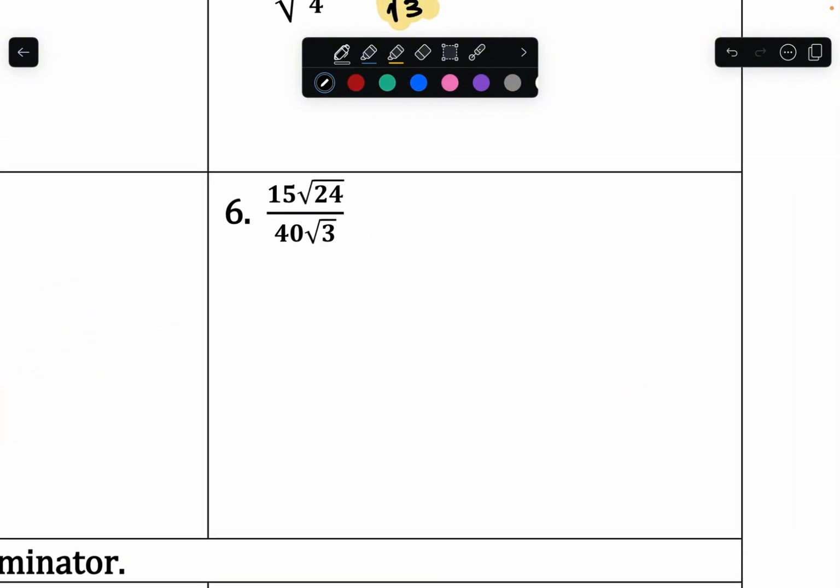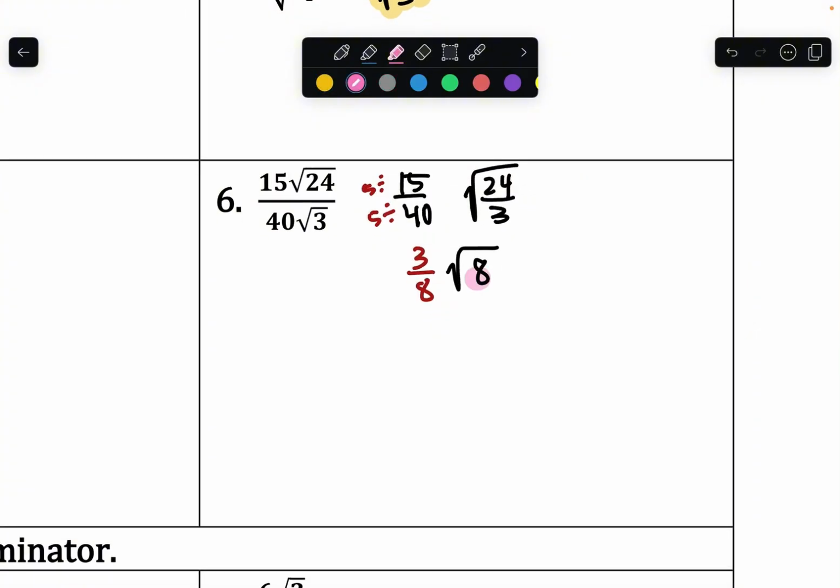Okay, in this next one, I have 15 over 40. And then I have a square root of 24 over 3. 15 over 40, we can divide both of those by 5 to get 3 over 8. And then 24 over 3 simplifies to 8. This 8 has a perfect square factor. And so that is the same thing as 4 times 2. Which is square root of 4 times square root of 2, which is 2 square roots of 2. So now I have a 3/8 times a 2 times a square root of 2.